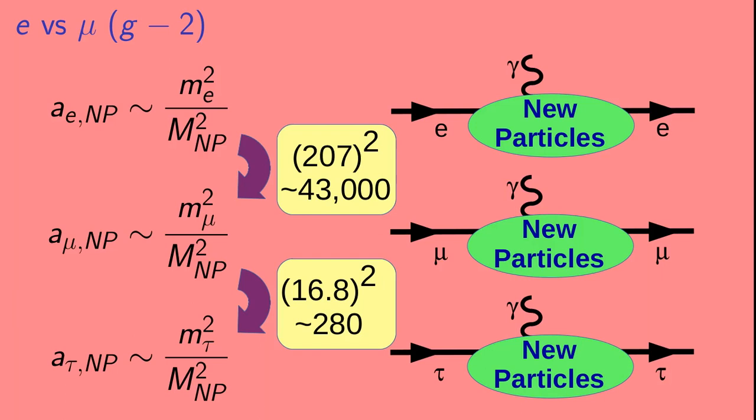Similarly, because the tau weighs about 16.8 times the mass of the muon, we would expect the new physics contributions to A tau to be about 16.8 squared, or 280, times the new physics contributions to A mu.